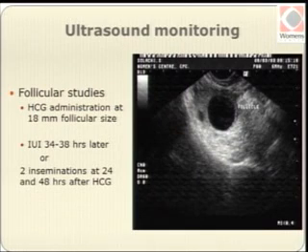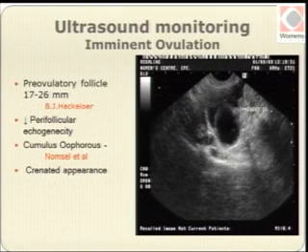I do not want to get into a lot of description about the monitoring part of this, but I thought I'll just put some slides up. Follicular studies, HCG administration at 18, IUI 34 to 38 hours later. 2 inseminations, at 24 and 48 hours, have been tried, but 2 inseminations have not been found to produce any better results.